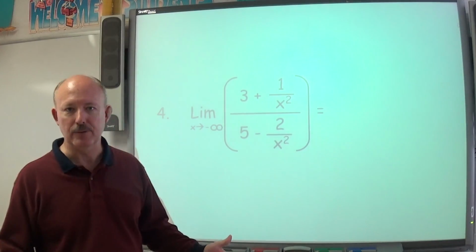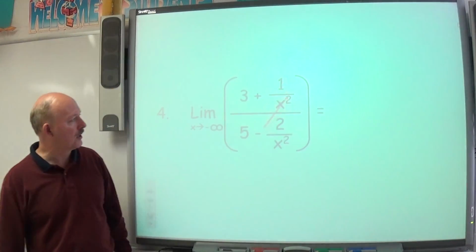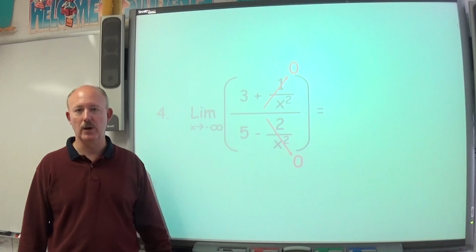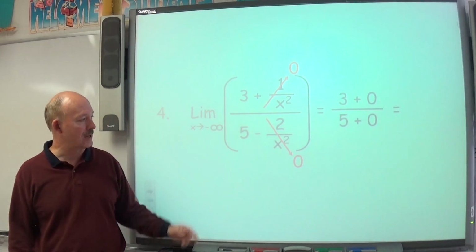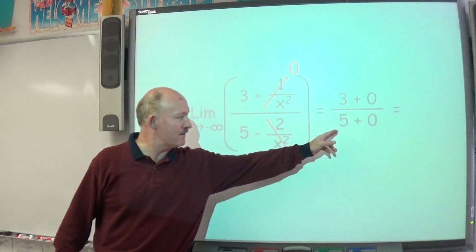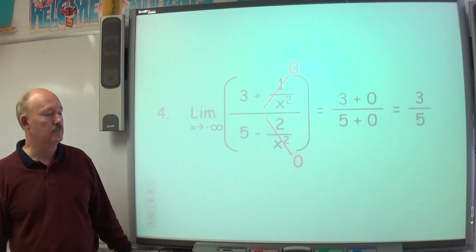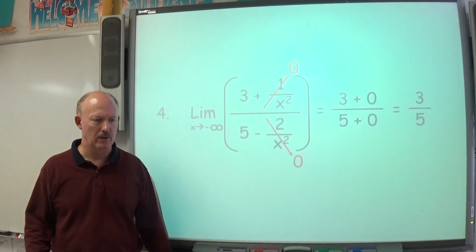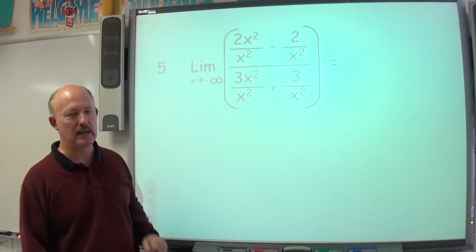Now, notice what happens. 1 over x squared goes to 0, 2 over x squared goes to 0, and you end up with 3 plus 0 in your numerator, 5 plus 0 in the denominator, which is 3 over 5. All right. Now, what about an expression like this?